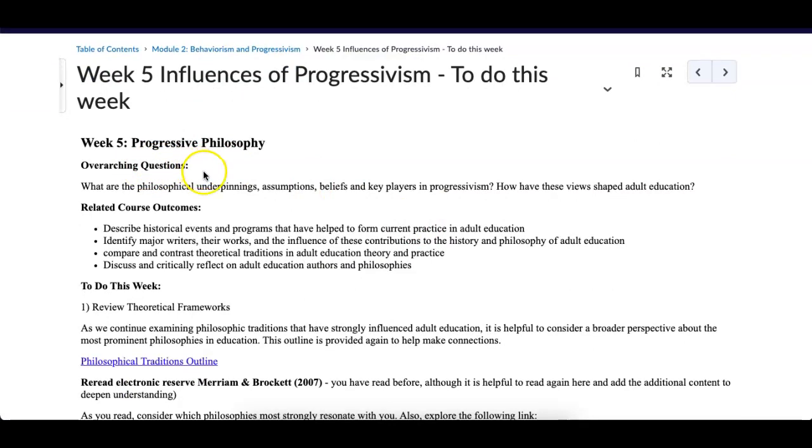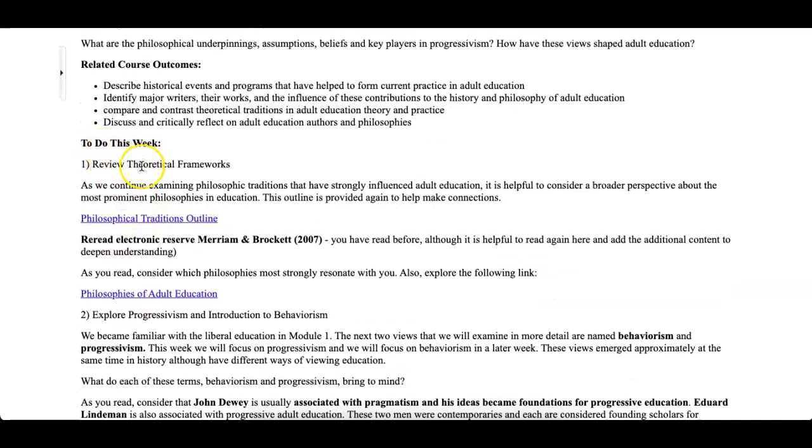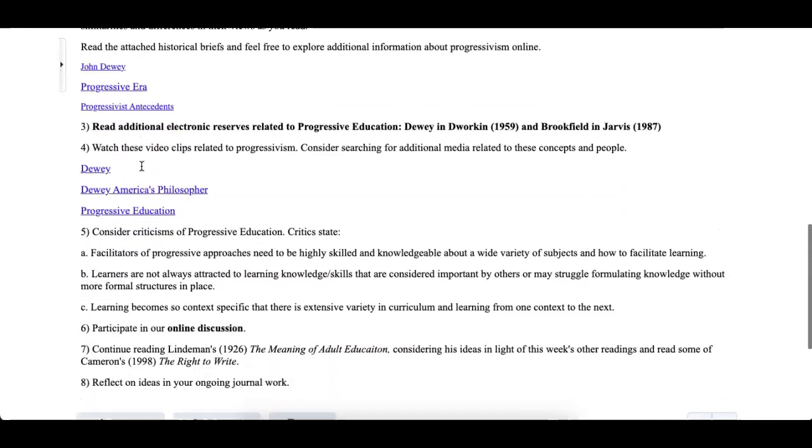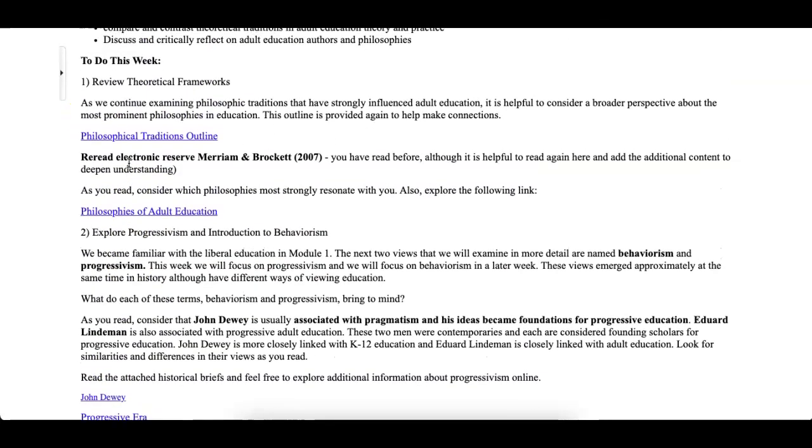Overarching questions for the week. How does this relate to the course outcomes? To do this week, we have 1 all the way through 5. And there's a lot of materials in here.